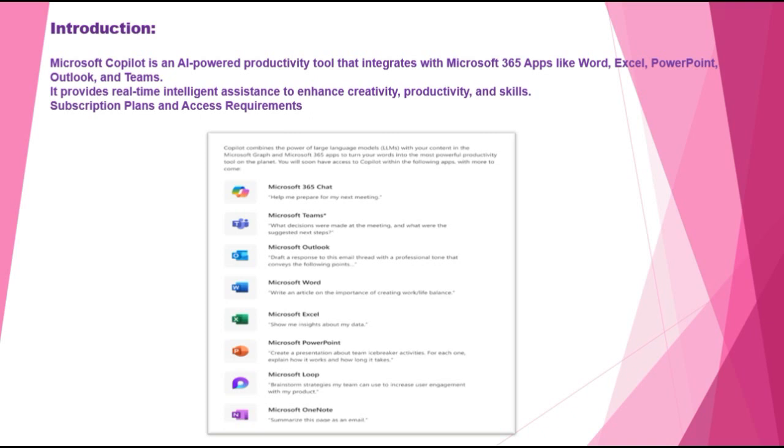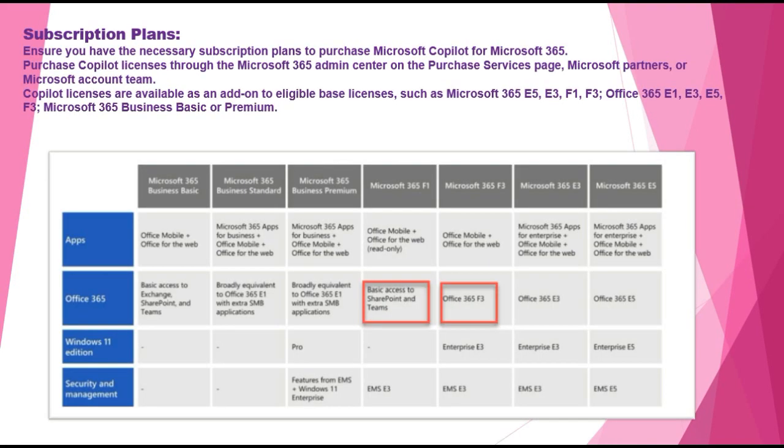Subscription plans and access requirements. Subscription plans. Ensure you have the necessary subscription plans to purchase Microsoft Copilot for Microsoft 365. Purchase Copilot licenses through the Microsoft 365 Admin Center on the Purchase Services page, Microsoft Partners, or Microsoft Account team.